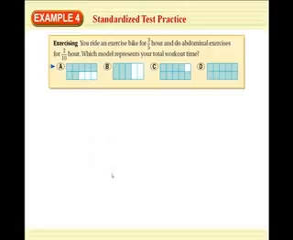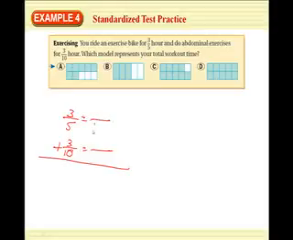So let's check out example number 4. It says you ride an exercise bike for 3/5 of an hour and do abdominal exercises for 3/10 of an hour. Which model represents your total workout time? Well, let's find the answer. Total workout time would be 3/5 plus 3/10. So the common denominator for 5 and 10 is 10. That one already has a 10. Times 2, so 9/10. So which one of these has 9 out of 10 colored in? There it is. C.